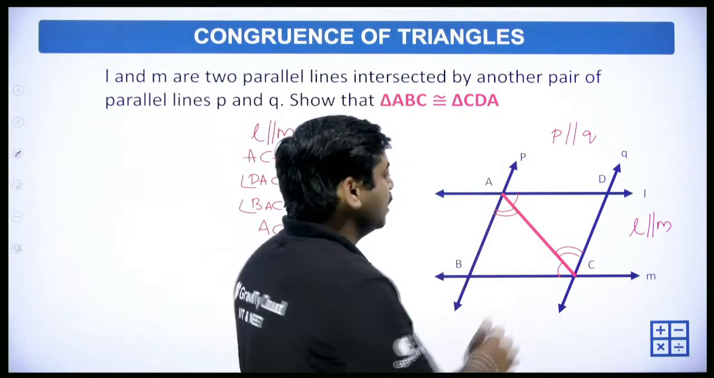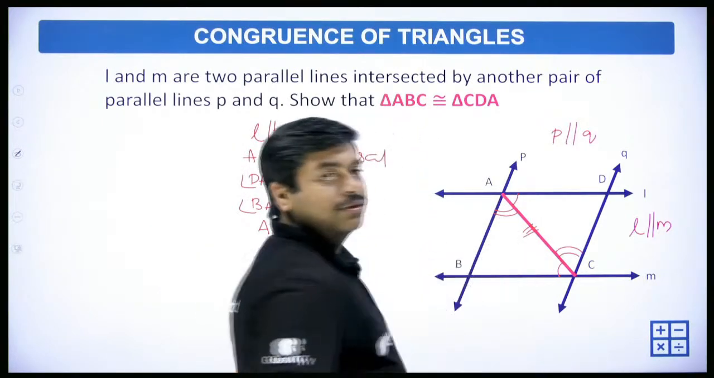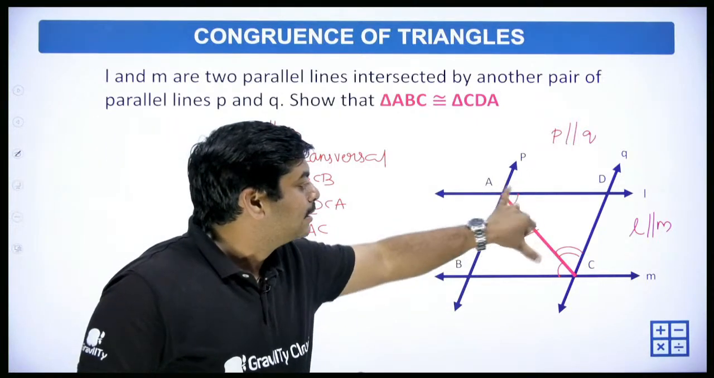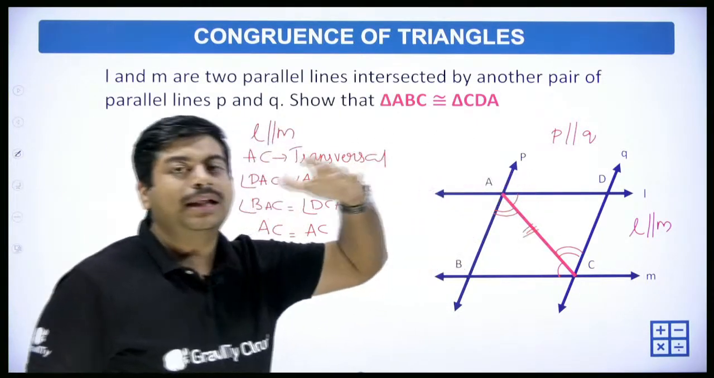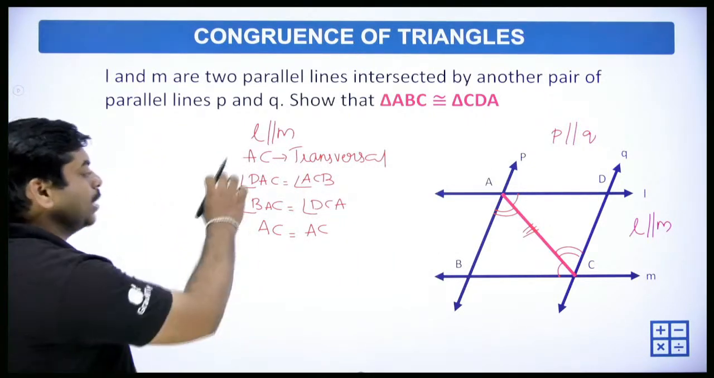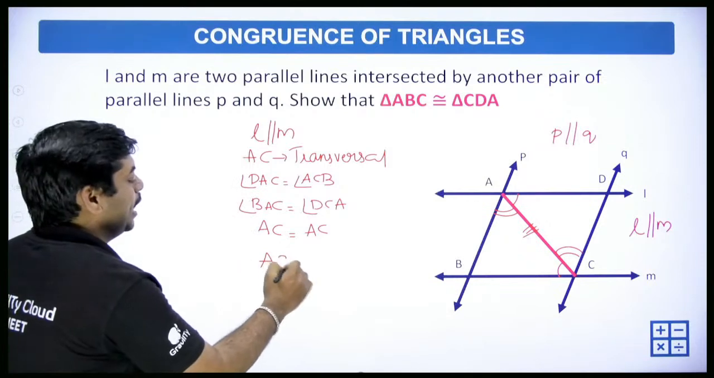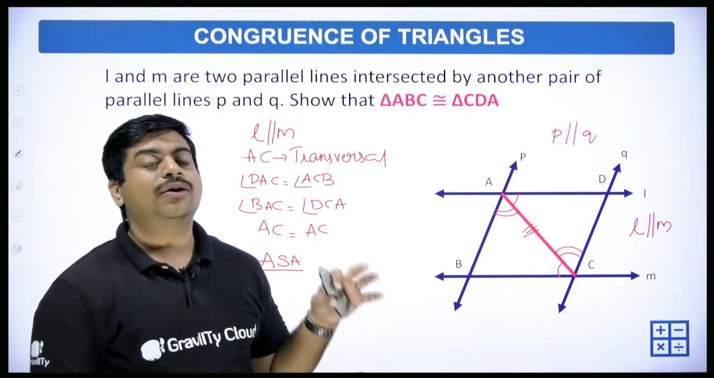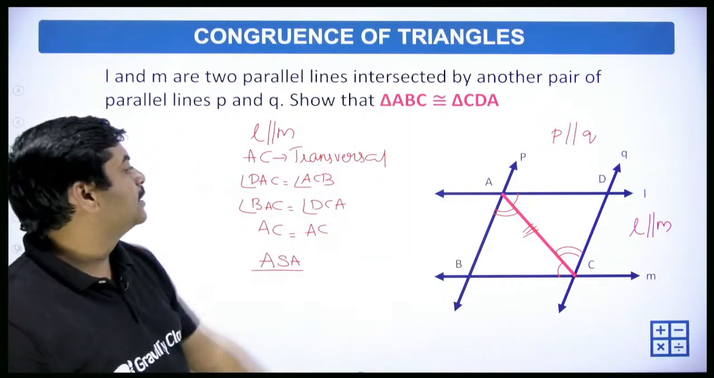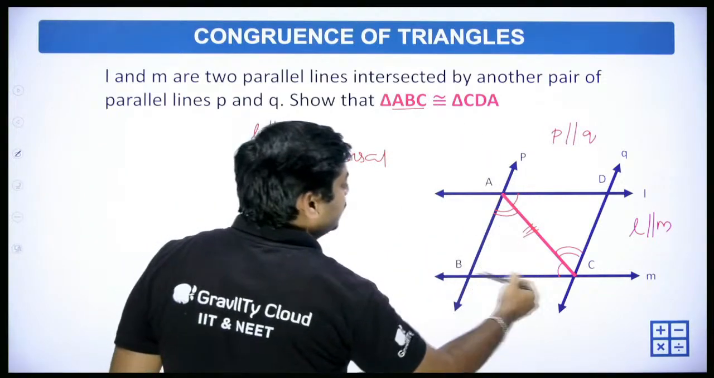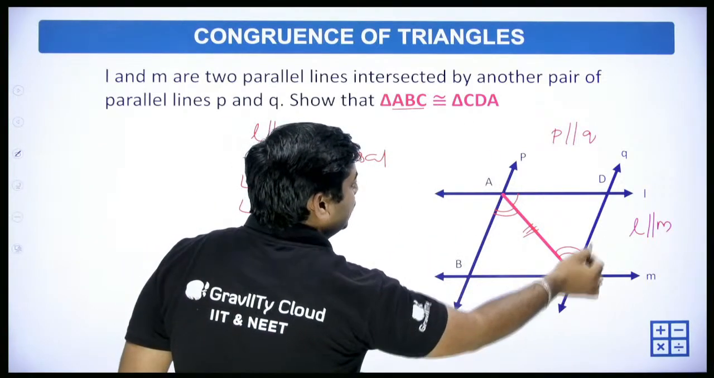So we have a side that is common for both the triangles, and we have a set of two angles, this angle and this angle, and the included side. Using the ASA relation, two angles and one side, we can say that these two triangles are congruent: triangle ABC and triangle CDA.